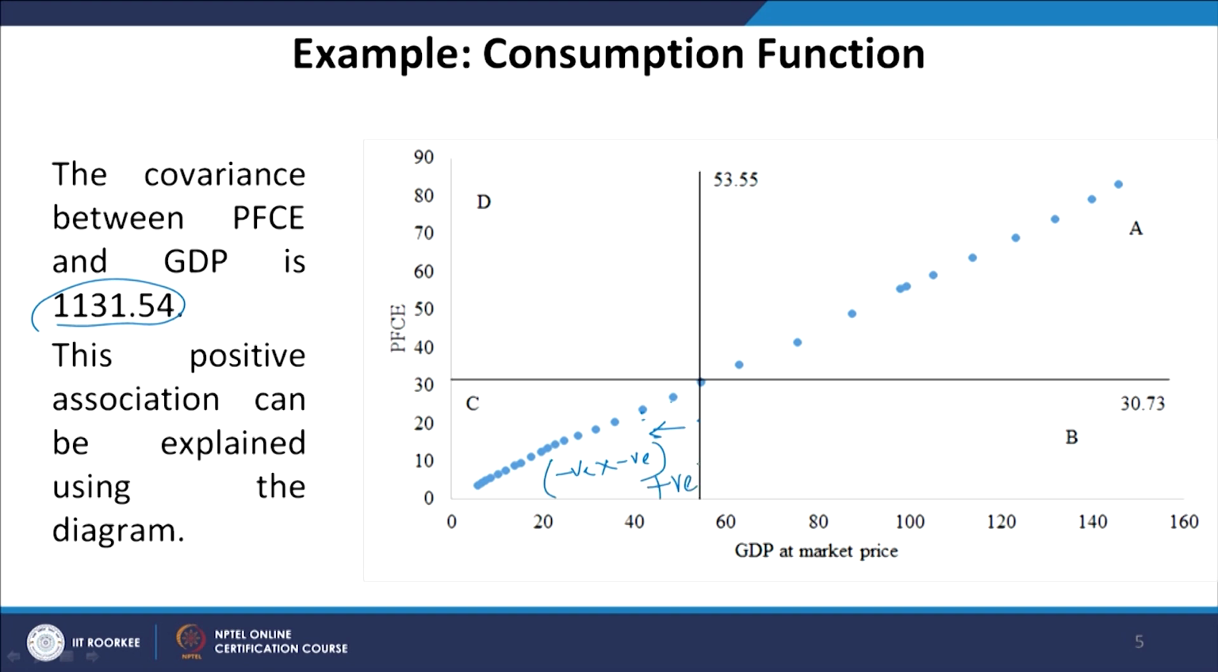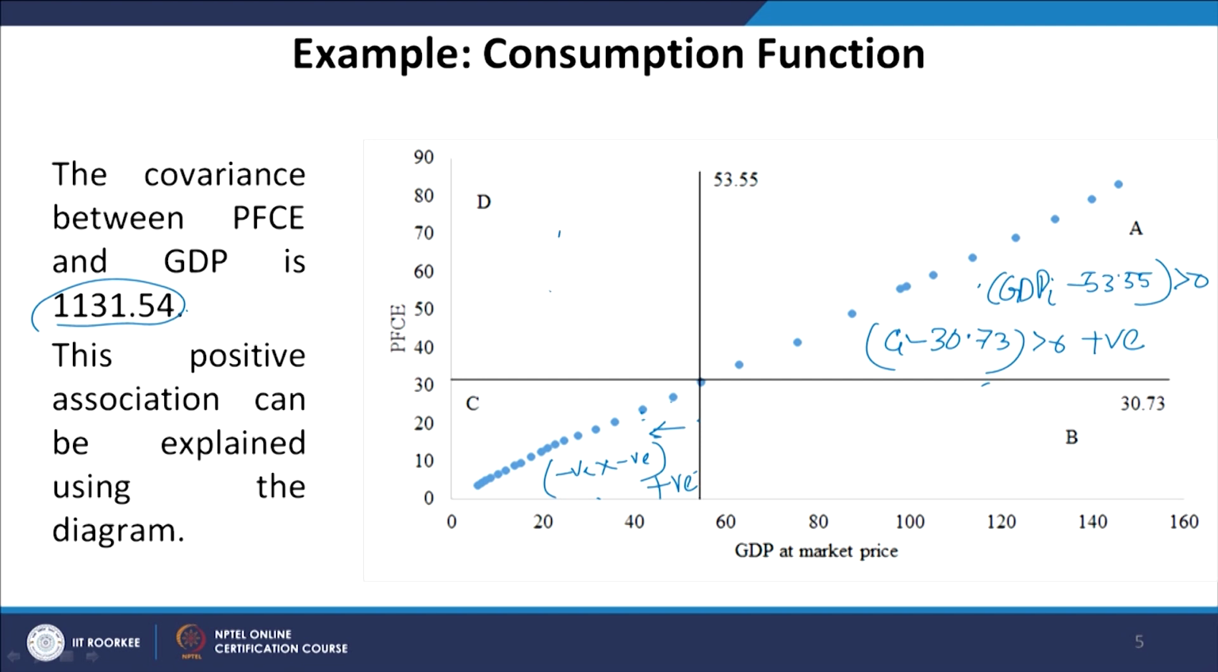On the other hand, if we look at this quadrant, then we will find that all the values are to the right of this vertical line and above this horizontal line. So, Ci minus its mean, that is 30.73, will all be positive, and GDPi minus 53.55 will also be positive. So, when these two positives are multiplied, again we will be having positive numbers, right. So, here also positive, here also positive, that is why we have a very large positive covariance.